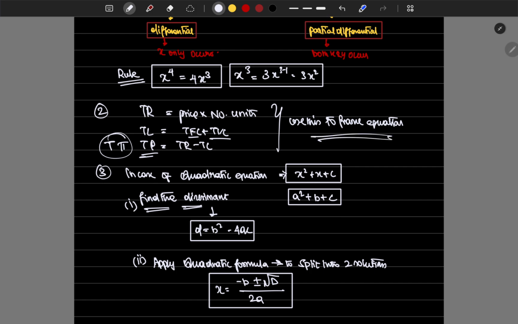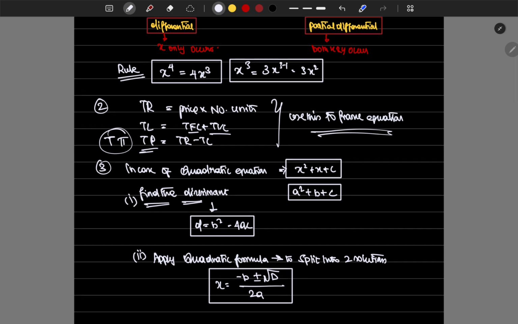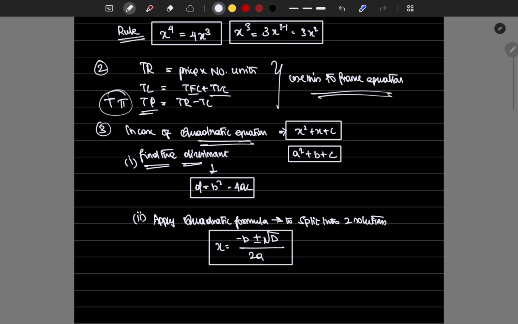We'll be using these formulas to frame an equation, and sometimes we'll end up with a quadratic equation. At that time we have to know how to split the equation and get the x values. If ax square plus bx plus c comes, that is treated as a x square plus b x plus c, where c is a constant, so we keep c as it is.